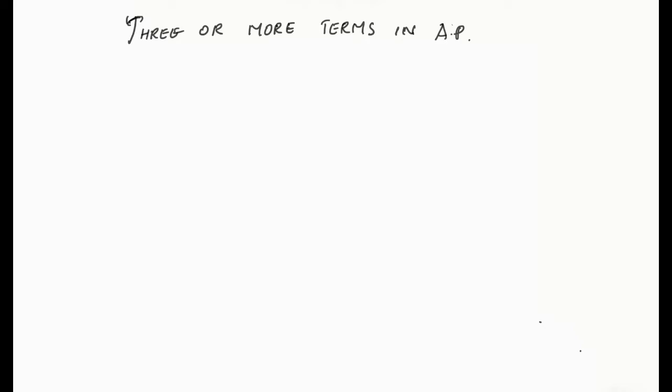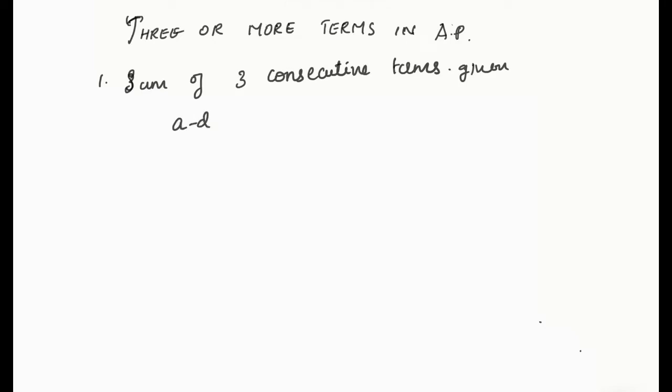So when 3 consecutive terms of an AP are given, that means the terms themselves will not be given. They might give a question like 3 consecutive terms. So, for example, the first one, sum of 3 consecutive terms is given. How do we consider the AP in the question? We take the AP as A minus D, A and A plus D.